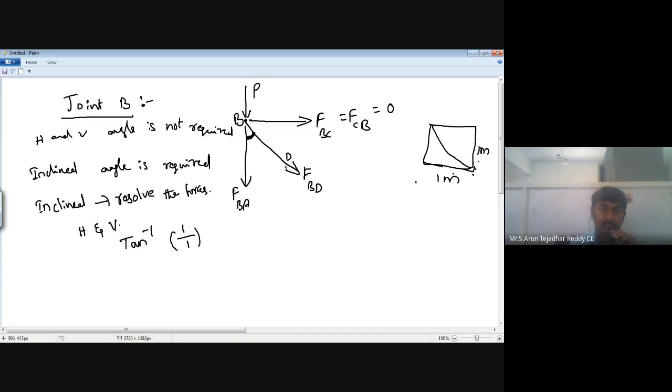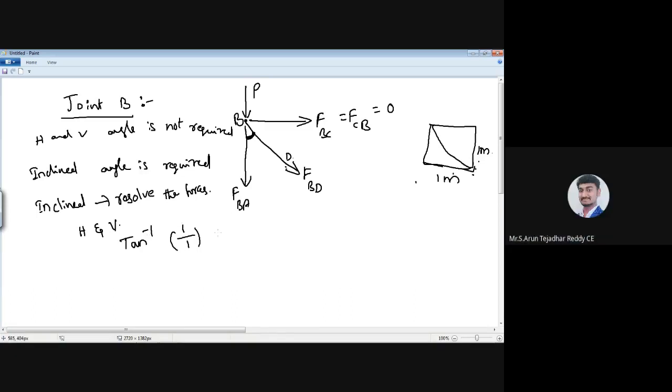What is the value of tan inverse 1 by 1? That is equal to 45 degree. It means your angle is here, 45 degree.